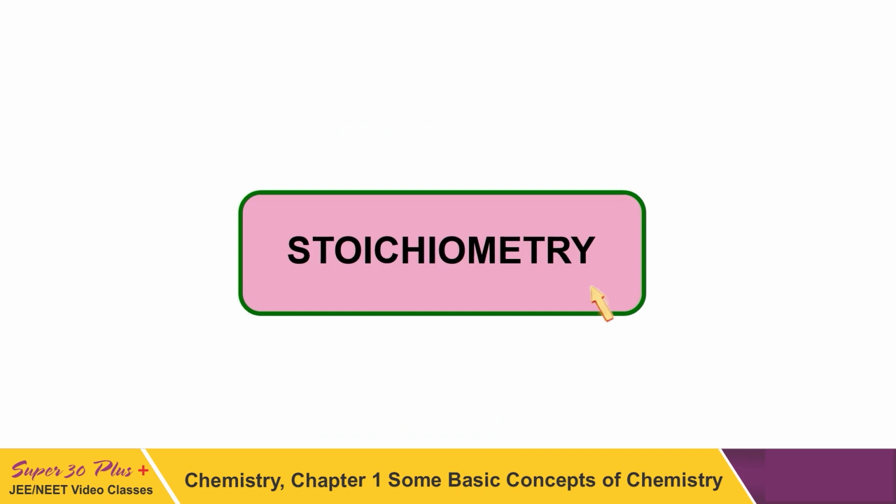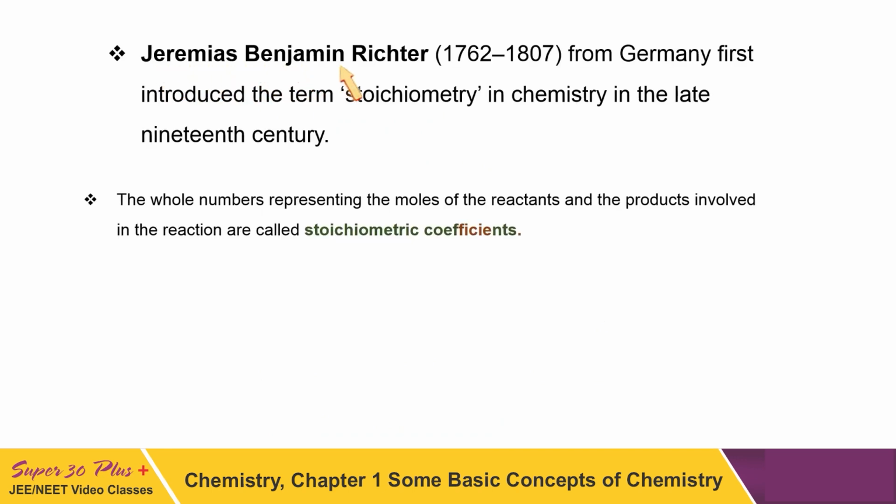What is stoichiometry? From where did this word come? Jeremias Benjamin Richter, he was from Germany and he was the first scientist who used the term stoichiometry in chemistry. What is stoichiometry? It is the whole numbers representing the moles of the reactants and the products involved in the reaction, or you can say in the balanced chemical reaction. They are the stoichiometric coefficients.